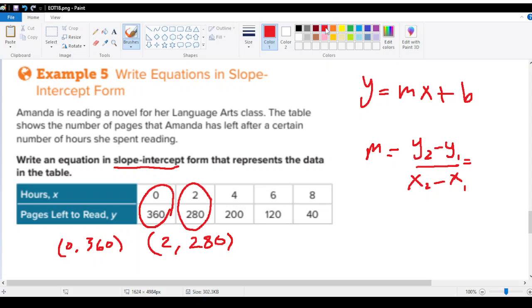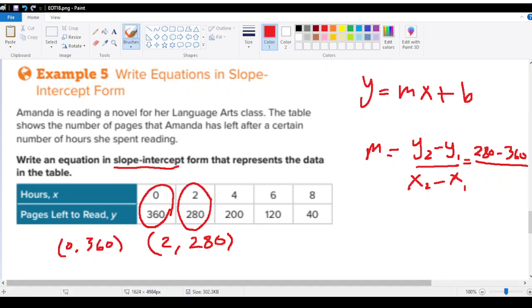Okay, wait. X1, Y1, then X2, Y2. Exactly. What's the value of y2? Y2 is 280. What's y1? 280 minus 360.